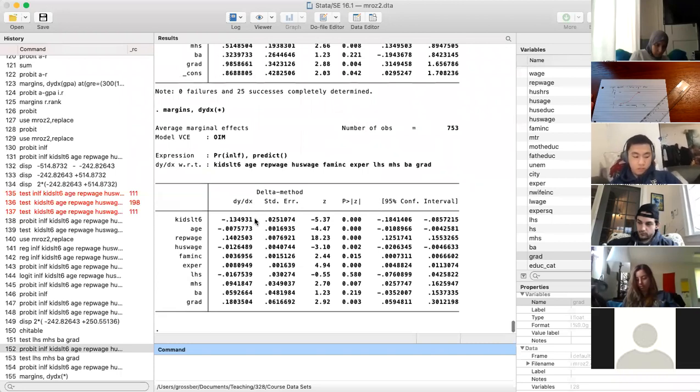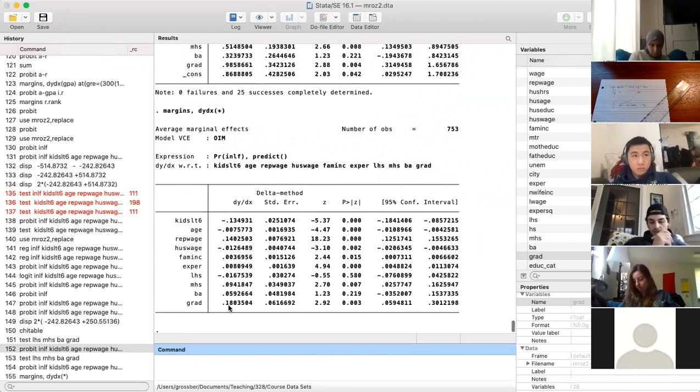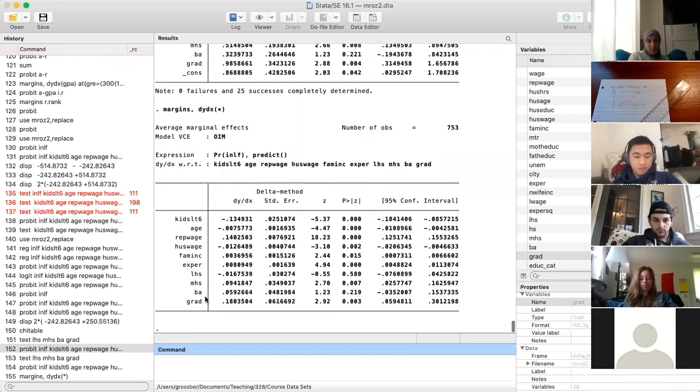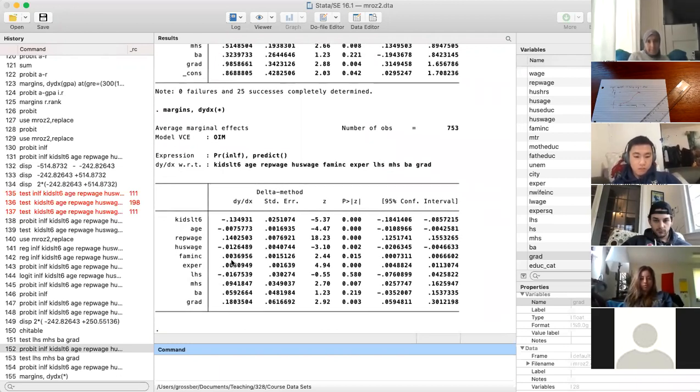what this shows us is, on average, how each of the independent variables affects the probability of being in the labor force in this case. So on average, a person with some graduate work is 18% more likely than a person with a high school education to be in. Remember that high school is the omitted category here. So experience has a small positive effect.